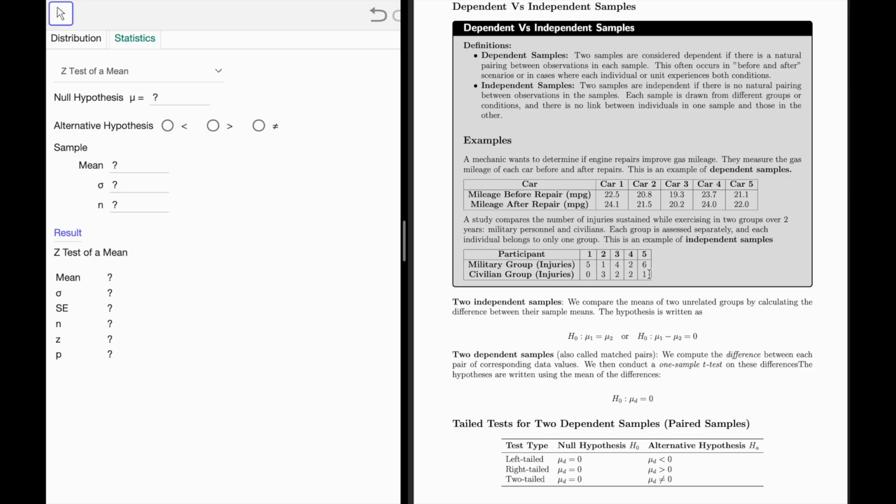So if I wanted to jumble up these values, I could and it wouldn't matter. This 5 does not have to be paired with that 0 because they're coming from 2 different people.